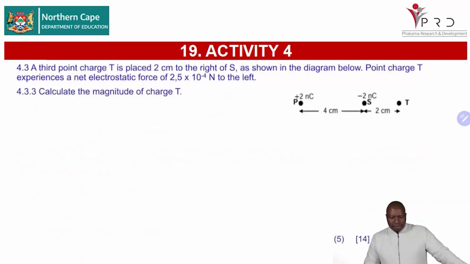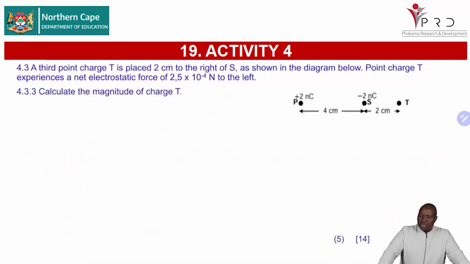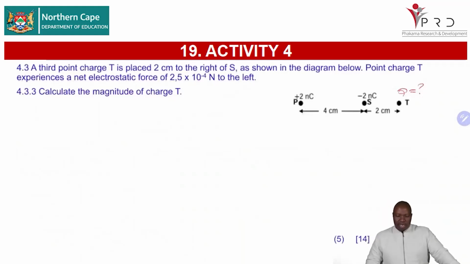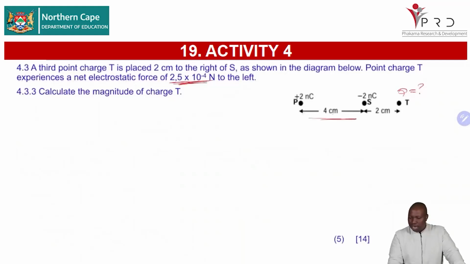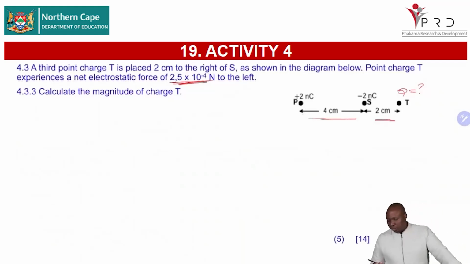Now, 4.3. A 3rd point charge T is placed 2 centimeters to the right of S, as shown in the diagram, experiencing the net force. Calculate the magnitude of T. So now we want to know the charge here. What is the charge? So the question is Q. How much is the charge at T? That is what the question is all about. So you are spoiled for choice. The first option, definitely you can use the F net, which is the sum of the force here and the sum of the force there. Then you are able to calculate Q there, which is something that we have done before.